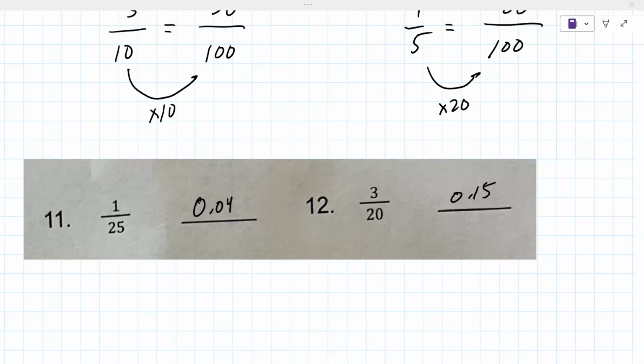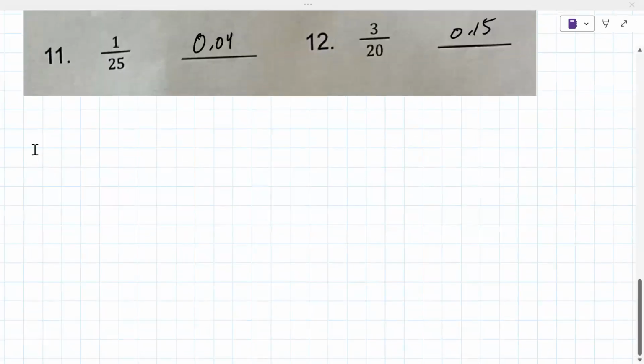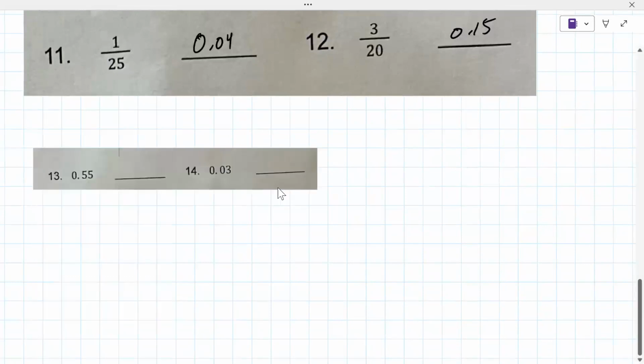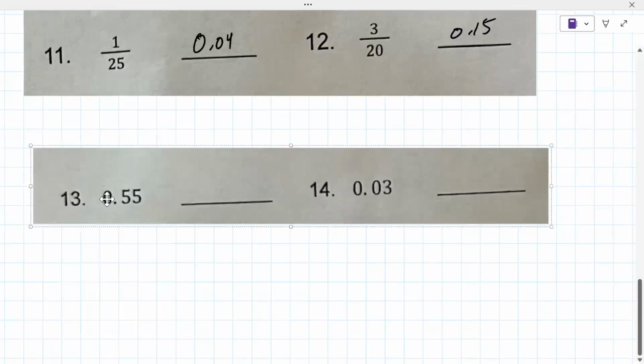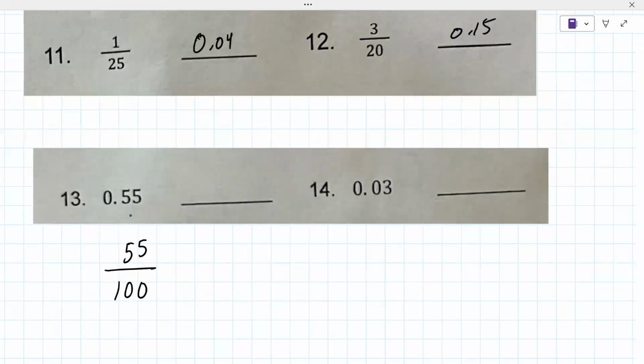Okay. 13, 14, 15. Okay, so the next grouping of questions is, well, there's a lot of ways to do these. 13 and 14 are kind of the reverse of what we just did. You try to write them as fractions out of 100. So when it's 2 decimal places, you can write it as 55 over 100. But you do have to simplify.